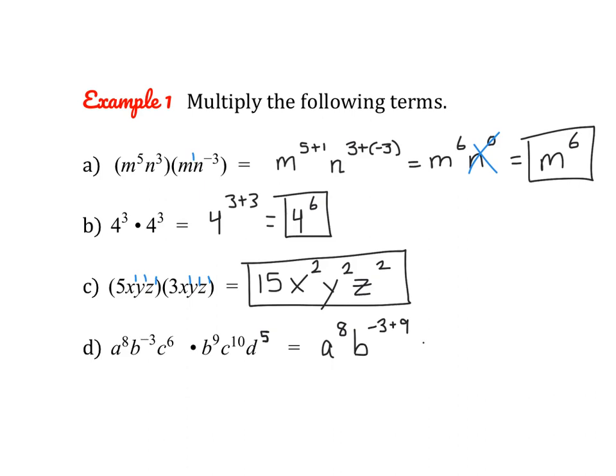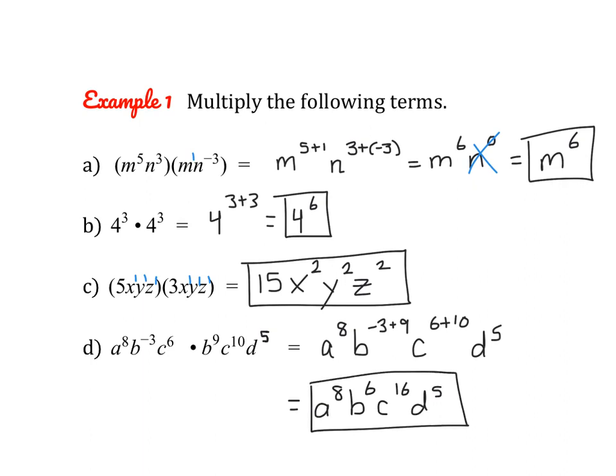Now let's do C's. Here we have 6 plus 10. And for the D variable, we only have one here, so that will stay the same. That'll be D to the power of 5. So if you simplify that, that becomes A to the 8th power, B to the 6th power, C to the 16th power, and D to the 5th power, all multiplied together.